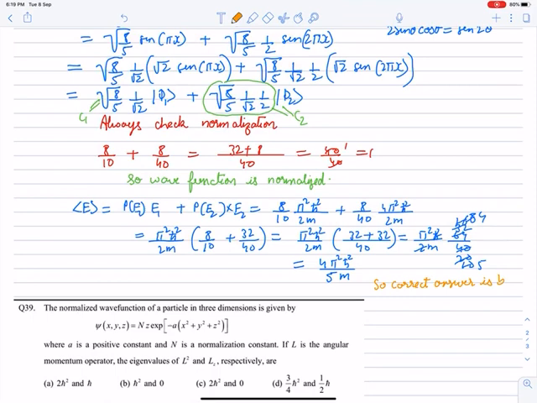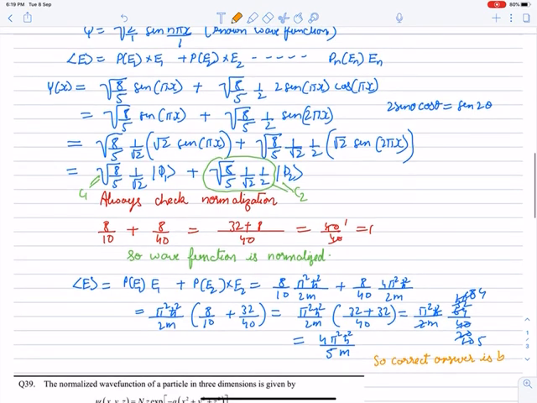So the correct answer is B. We have completed this question. Always check, always do it. It can also be solved with the help of integration, but it will be very lengthy, because then you have to calculate the expectation of E, where h is equal to E and E is equal to minus h cut square by 2m, d square by dx square.